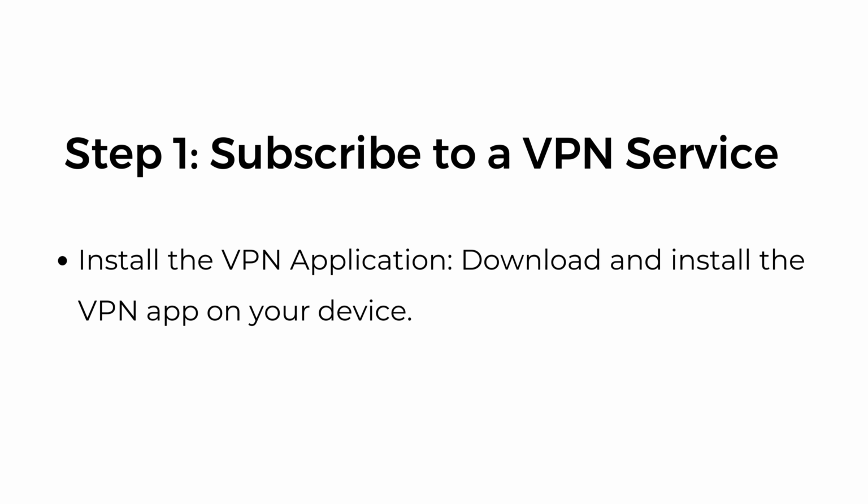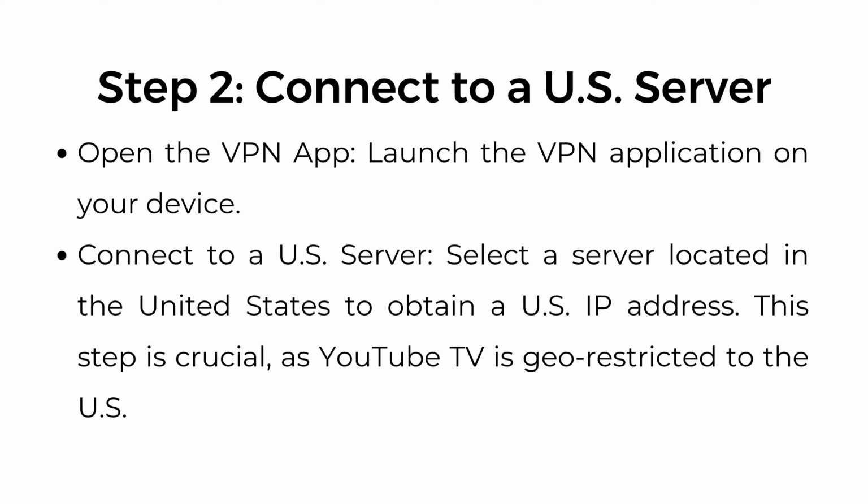Install the VPN application. Download and install the VPN app on your device. Step number 2. Connect to a US server. Open the VPN app. Launch the VPN application on your device. Connect to a US server. Select a server located in the United States to obtain a US IP address. This step is crucial as YouTube TV is geo-restricted to the US.